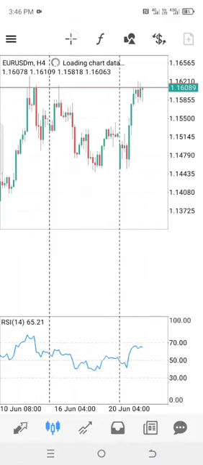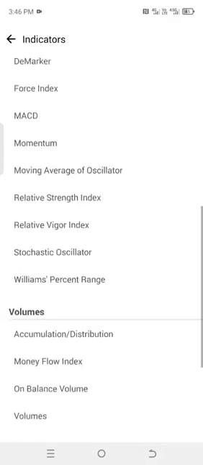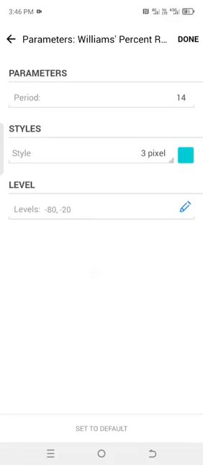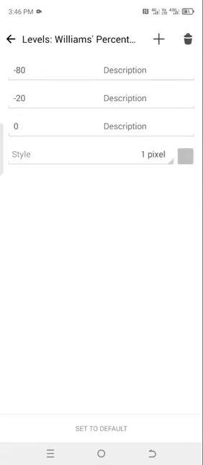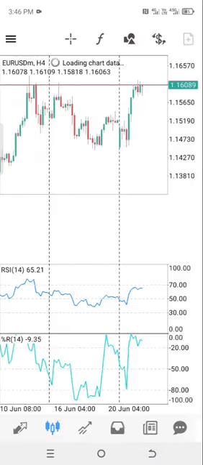Now we're going to be adding another indicator. This indicator is actually a very special indicator too. It's called the Williams percentage range indicator. So we're going to be adding that to the chart. Now we're working with a period of 14, style 3 pixel, and then we have levels minus 20 and minus 80, and I'm going to be adding one more level, which is level minus 50. Why are we making use of these indicators? Because these indicators will give us a clear direction of the market and also precise entry, guys.